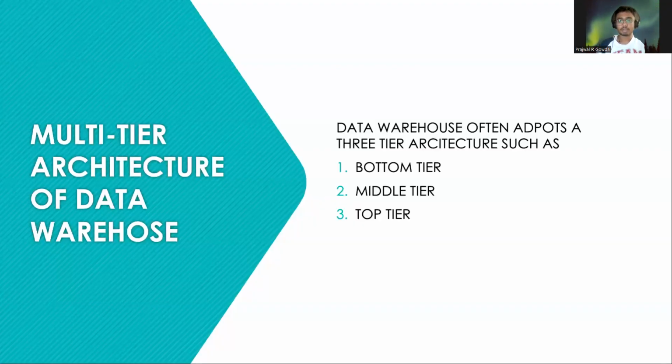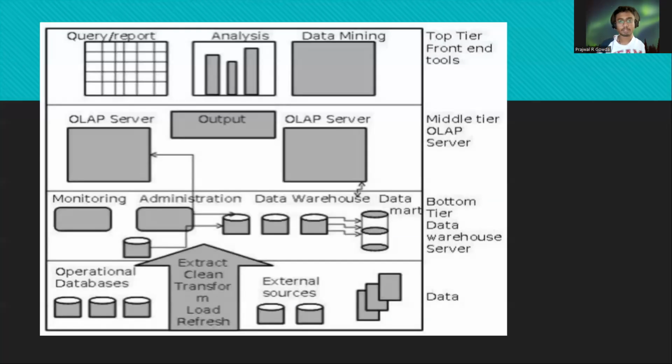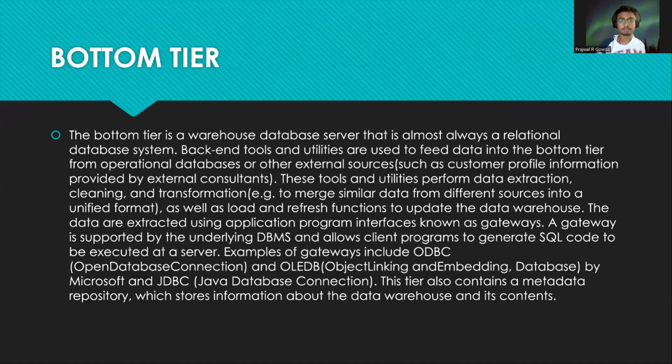Multi-tier architecture of data warehouse. Data warehouse often adopts a three-tier architecture such as bottom tier, middle tier, and top tier. Bottom tier, data warehouse server: the bottom tier consists of monitoring, administration, data warehouse, data marts. The middle tier, OLAP server, consists of OLAP servers. Top tier, front-end tools: queries/reports, analysis, and data mining.